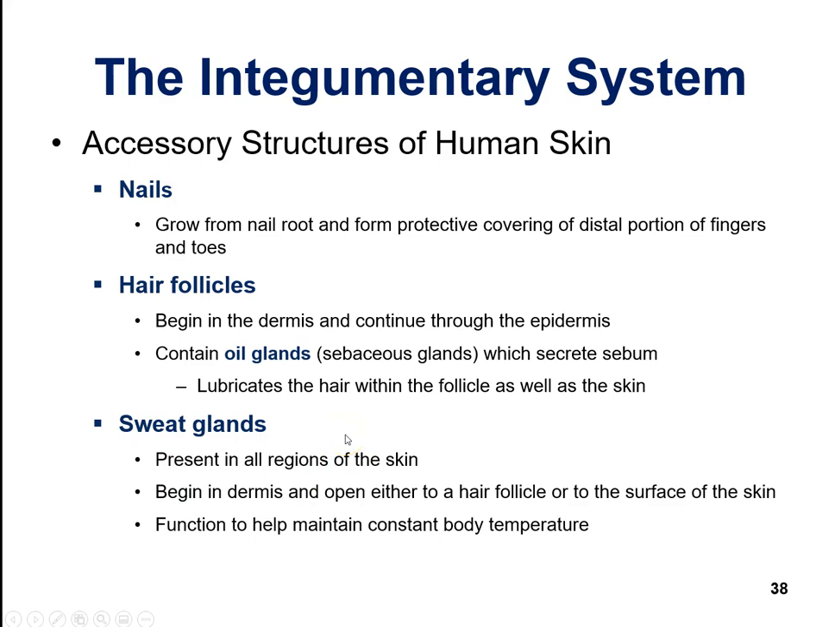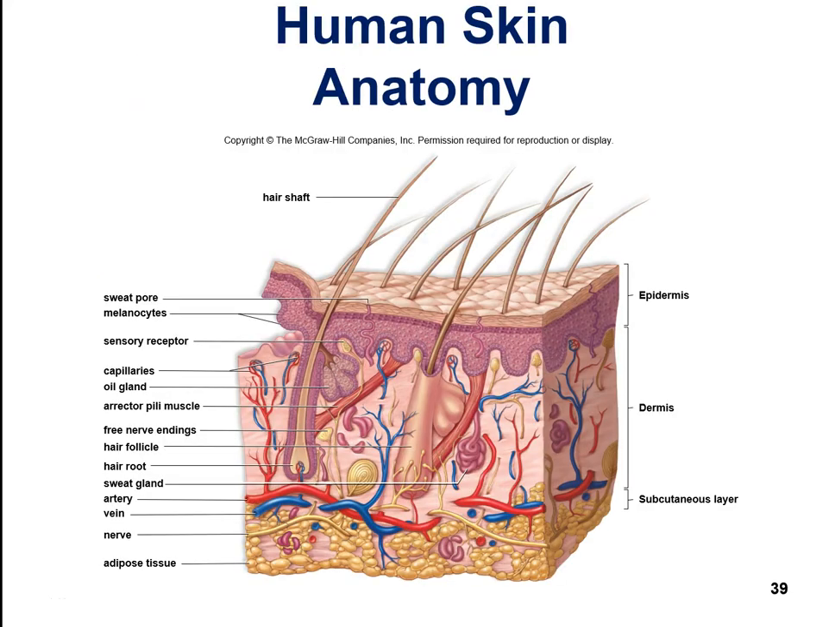Obviously, we know what happens with sweat glands. They produce sweat, and are super important in maintaining body temperature. Okay. All right. So here's that picture here, right? So here's your epidermal layer, the epidermis.